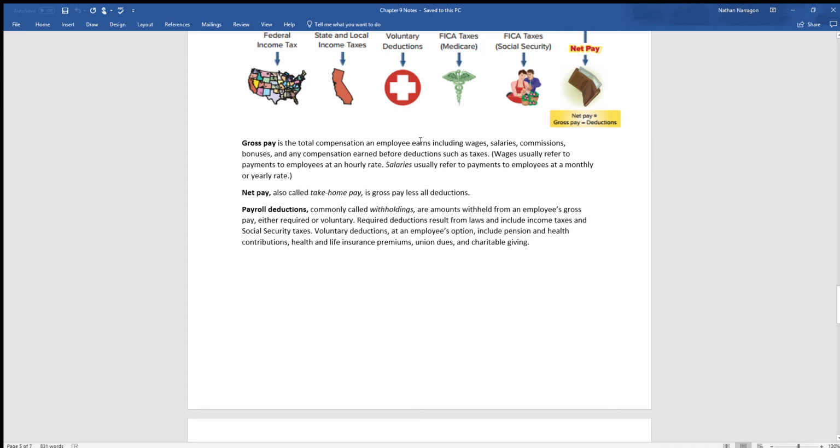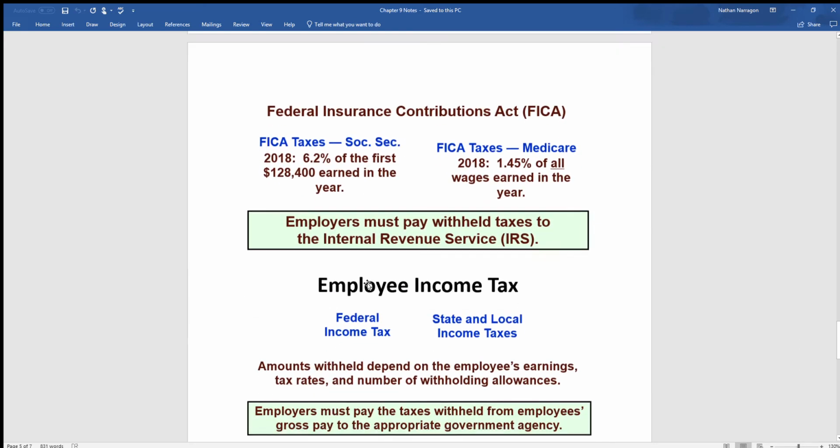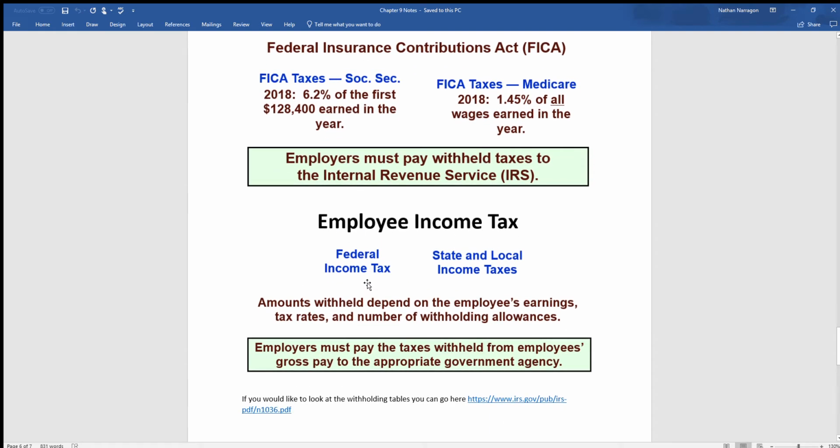So again, gross pay is all total compensation, so wages, salary, commissions, bonuses, anything else before deductions. Net pay is take home, so gross pay minus all deductions. And then of course payroll deductions are commonly known as withholding. We tend to say that a lot. Well, here's our FICA. These are the major ones that we end up dealing with. So let's blow this up.